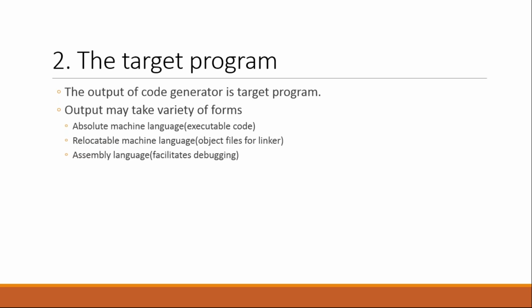Let's see what absolute machine language is, what relocatable machine code is, and what assembly level language is. That type of code is always required for my target level code generation. Absolute machine language, or executable code, can be placed in a fixed memory location, as we discussed.